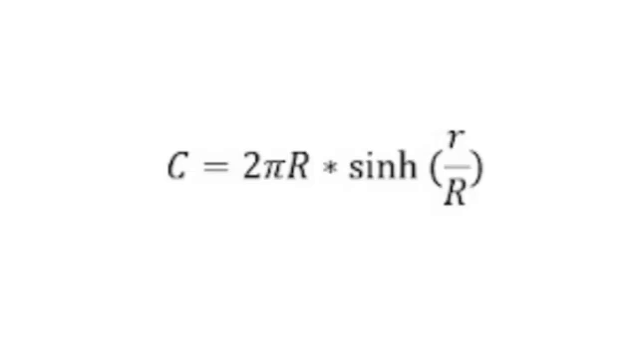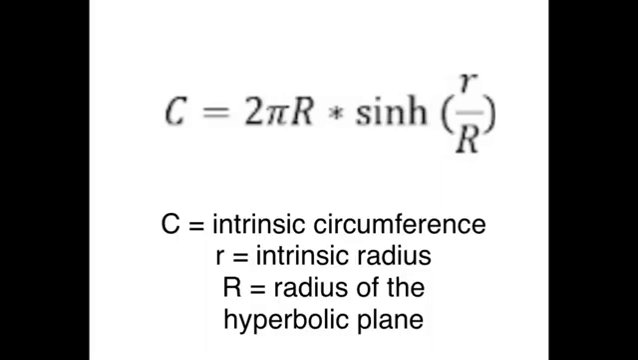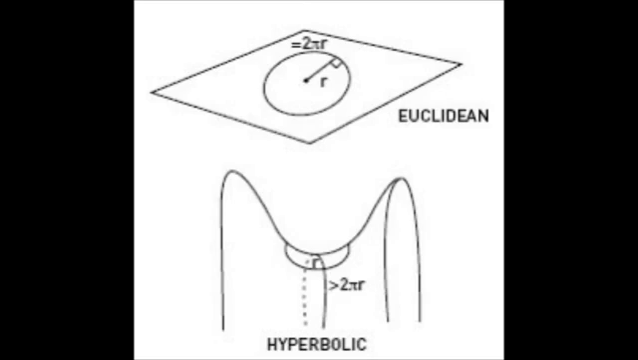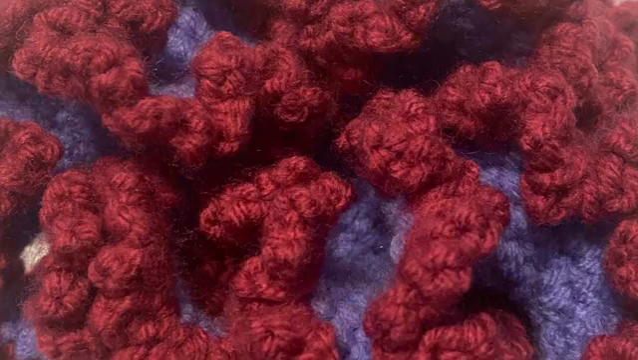To ensure that the model was of negative curvature, the displayed equation was solved, where C represents the intrinsic circumference with intrinsic radius r on a hyperbolic plane of radius r. The circumference of each model was calculated to be 70.6 centimeters, 44.9 centimeters, and 56.7 centimeters, respectively. Since the resultant value is greater than 2 pi r, the circumference of a Euclidean circle, the structure is, by definition, of negative curvature. Finally, the crocheted model was used as a visual to better demonstrate the abstract properties described by hyperbolic geometry.